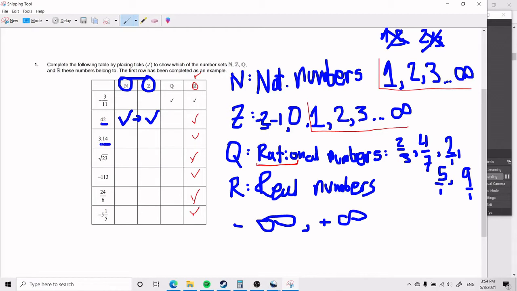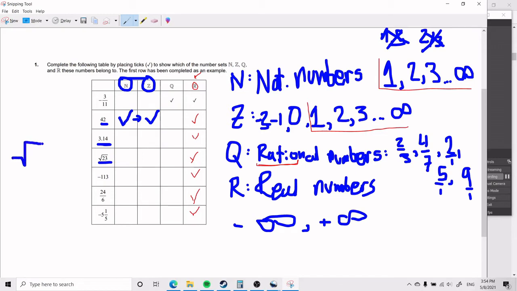Here, we do not have a whole number because we're dealing with a decimal. And so we will not have natural or integer. I'm not even going to fill it in, but I will mark it with an X just to let you know. This is not a fraction either. Sorry, this is not a whole number either.